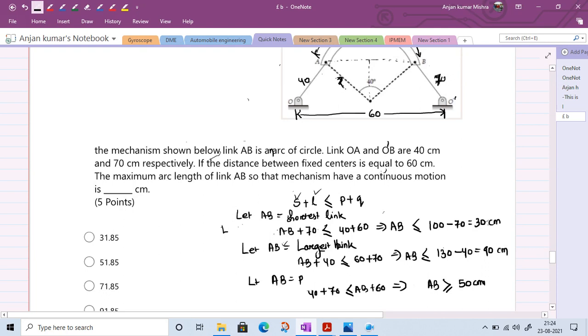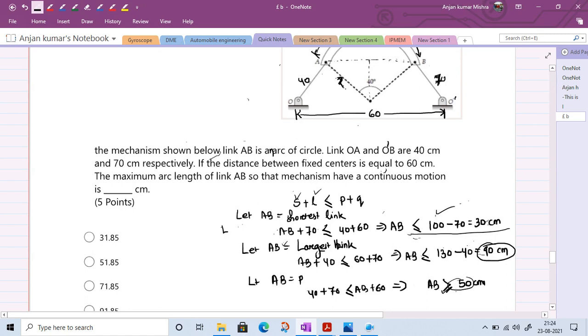As we are finding the maximum arc length, the length between A and B also has to be maximum. So we will simply take the maximum value we can have, that is 90 centimeter here. Look, this is coming out like that, because 90 is already there if I am taking one of the intermediate links, so AB is greater than 50 centimeter. These conditions contradict, so we have to take only one. So the value of AB can be more than 50 and less than 90.